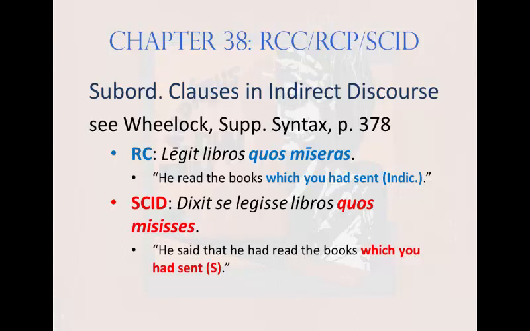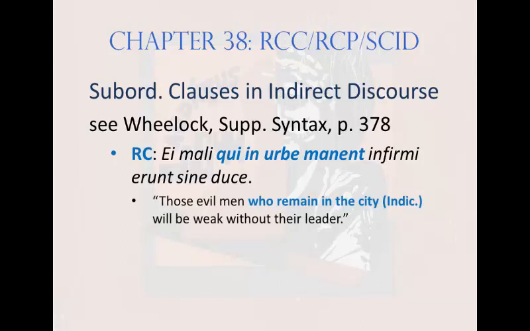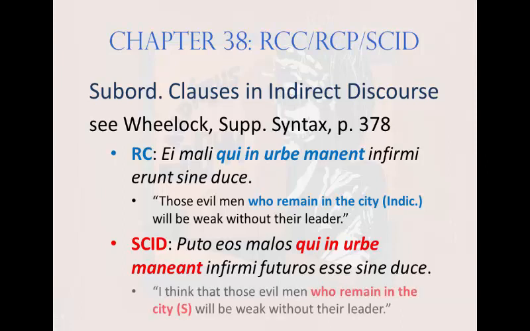First, the regular form of the relative clause. Ei mali, qui in urbe manent, infirmi erunt sine duce, meaning those evil men who remain in the city, note that manent, remain, is indicative, will be weak without their leader. Now here's the skid form of the relative clause. Puto eos malos, qui in urbe maneant, infirmi futuros esse sine duce, meaning, I think that those evil men who remain in the city will be weak without their leader.